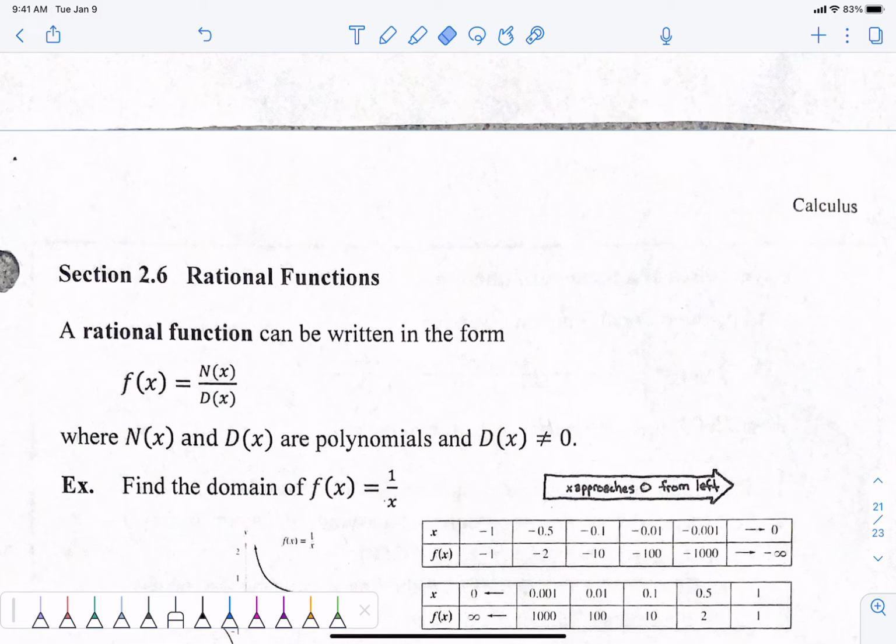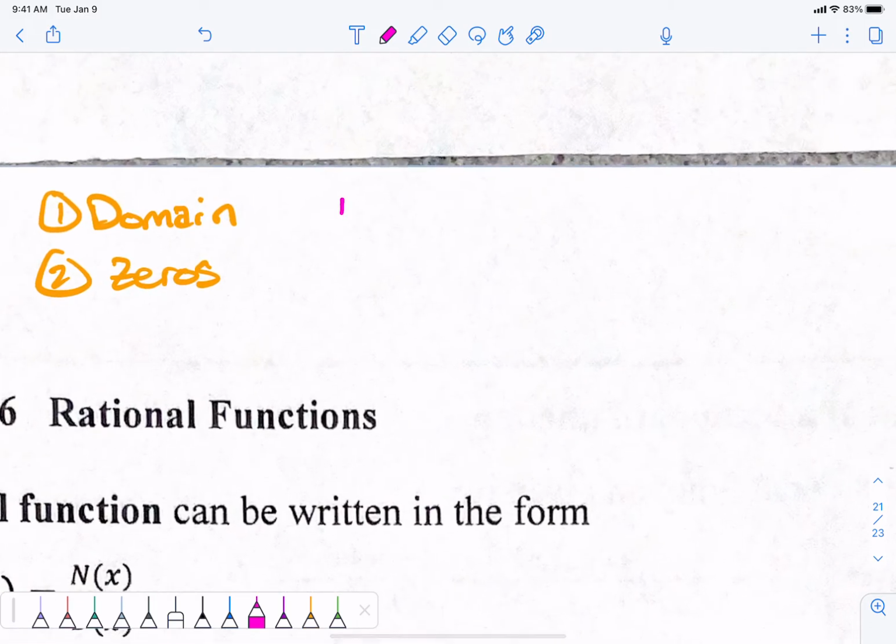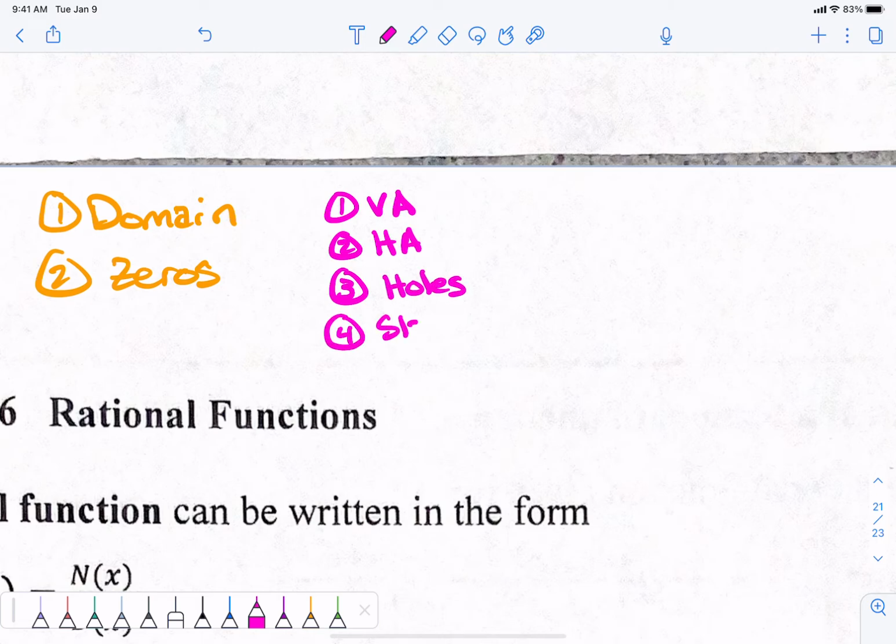Two of them we already kind of have gone over. One of them is domain. Two is the zeros of a function. But specific to rational functions, things that we're going to be looking at further than domain and zeros are: number one, any vertical asymptotes that they have. Number two, any horizontal asymptotes. Number three, any holes in the graph that might take place. Or number four, any slant asymptotes.